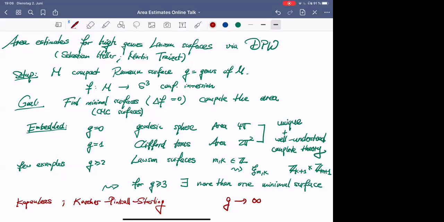There is a question by Sven. Yes, so what's the relation between G, m, and k? Oh, sorry, I forgot about that. G is m times k. Thanks.